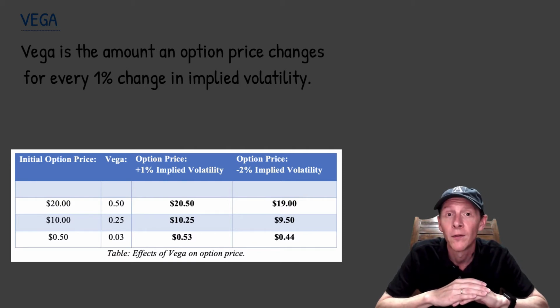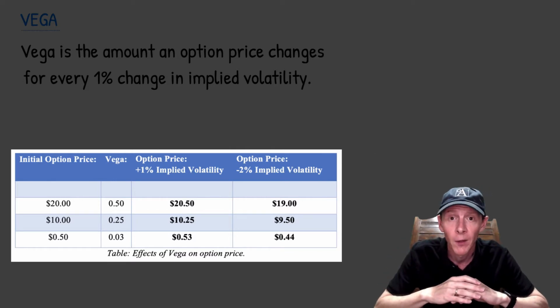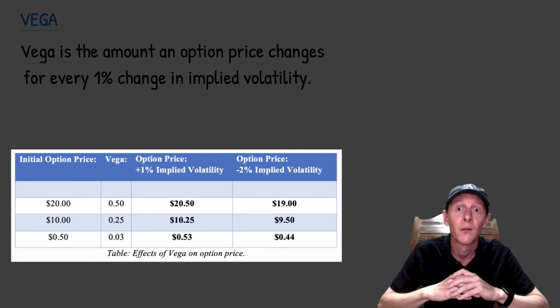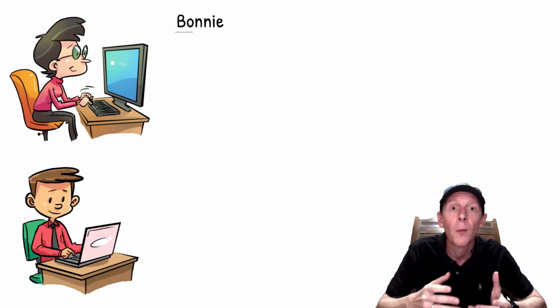If we look at the final row, we see it's a teeny option worth just 50 cents, and a Vega on this is only just 0.03. When implied volatility rises by 1%, we should expect the value of the option to rise to 0.53. Conversely, when the implied volatility falls, let's say by 2%, we should expect the option's value to fall to 44 cents.